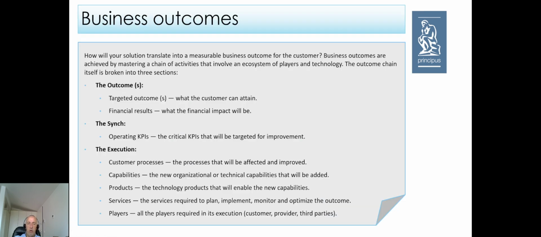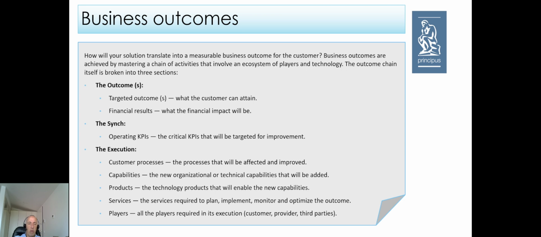As a salesperson, make sure that you learn how to talk about business outcomes your customer will get if they commit to you. According to Thomas Lach and J.B. Wood, the outcome chain is broken into three sections: the outcomes, the think, and the execution. Make sure you are able to show to your customer how your solutions translate to all of them.